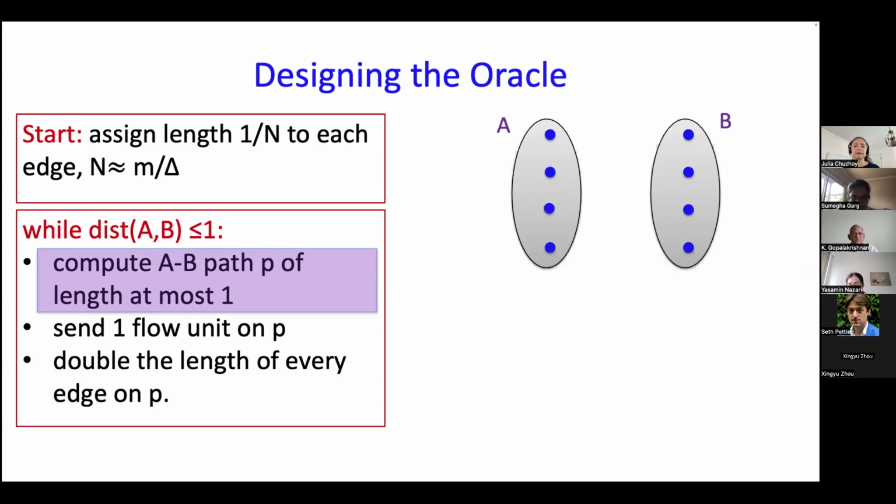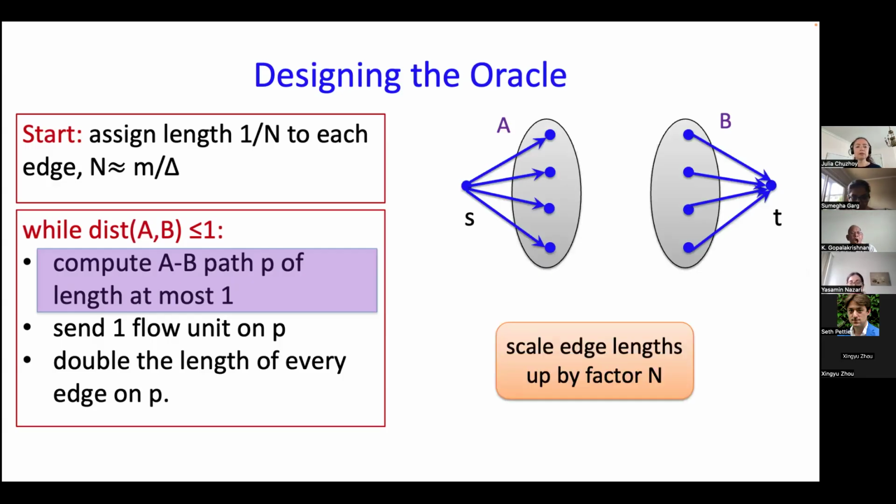So from now on, we'll just focus on designing an algorithm for this oracle. And just to make things easier, I'm going to add a source that connects to everybody in A and a destination to which everybody in B connects. This is just so that I can talk about ST paths instead of A to B paths. And also I'm going to scale all edge lengths by factor n. So at the beginning, all edge lengths are 1, and then as the algorithm progresses, they grow, but they remain integral. It's just easier this way.